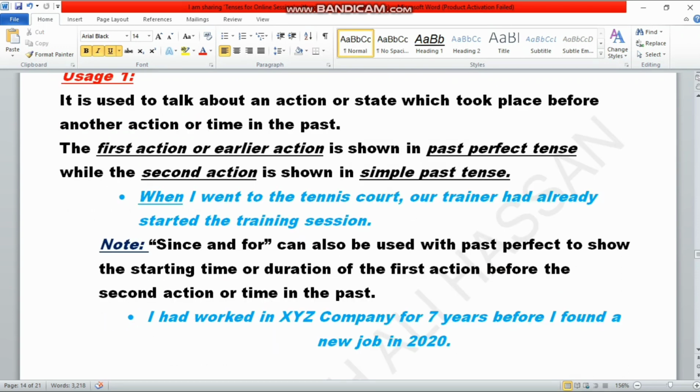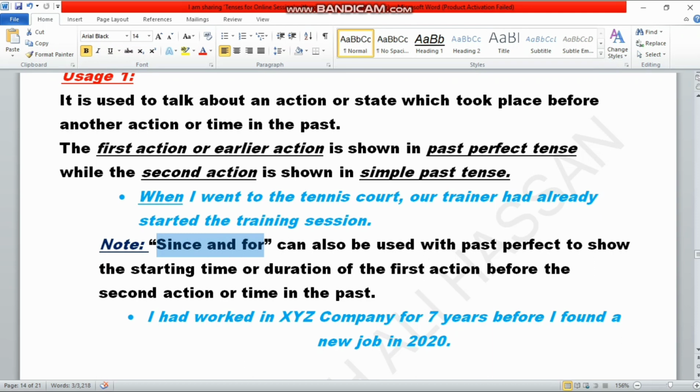There is a note about past perfect tense. In this case, we can also use the words like since and for. These two words can also be used with past perfect tense to show the starting time or duration of the first action before the second action or time in the past. For example, I had worked in XYZ company for 7 years before I found a new job in 2020.